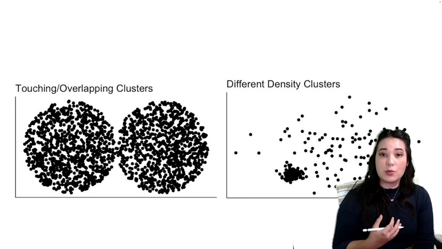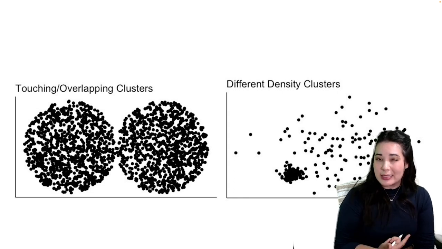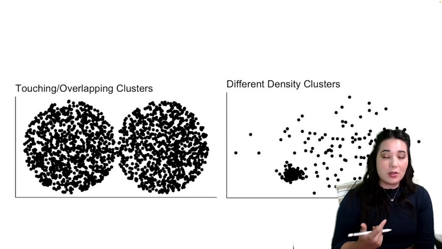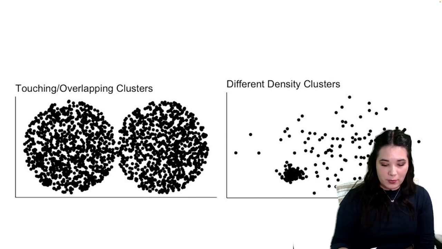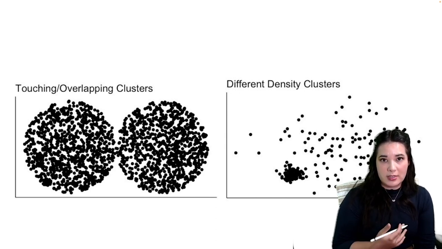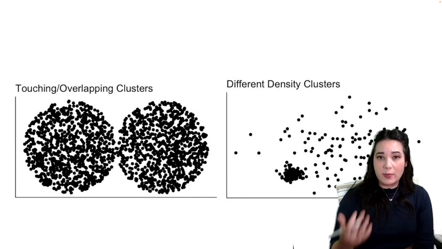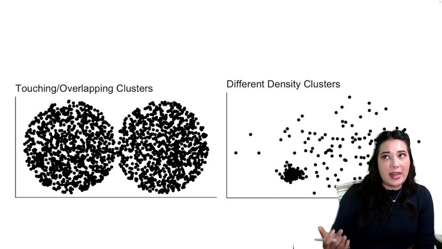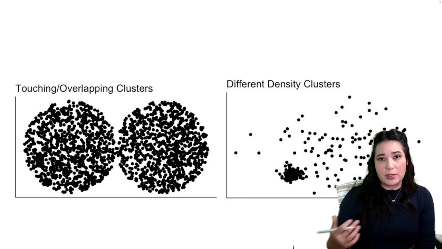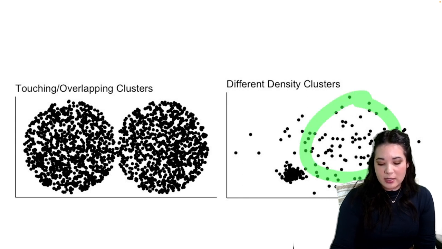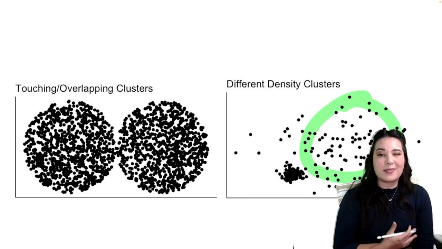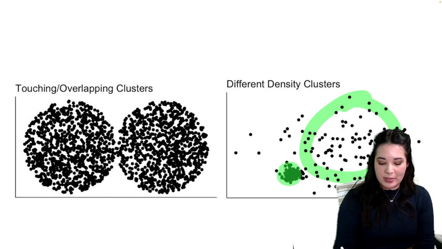When we have two clusters that either overlap or at least touching, these two clusters are density reachable from each other. So our DBSCAN algorithm is going to classify them as the same cluster. On the right-hand side with different density clusters, you can clearly see that depending on the eps or the min samples that we choose, this area is clearly going to be marked as noise because it has a very different density than the data points in this cluster.